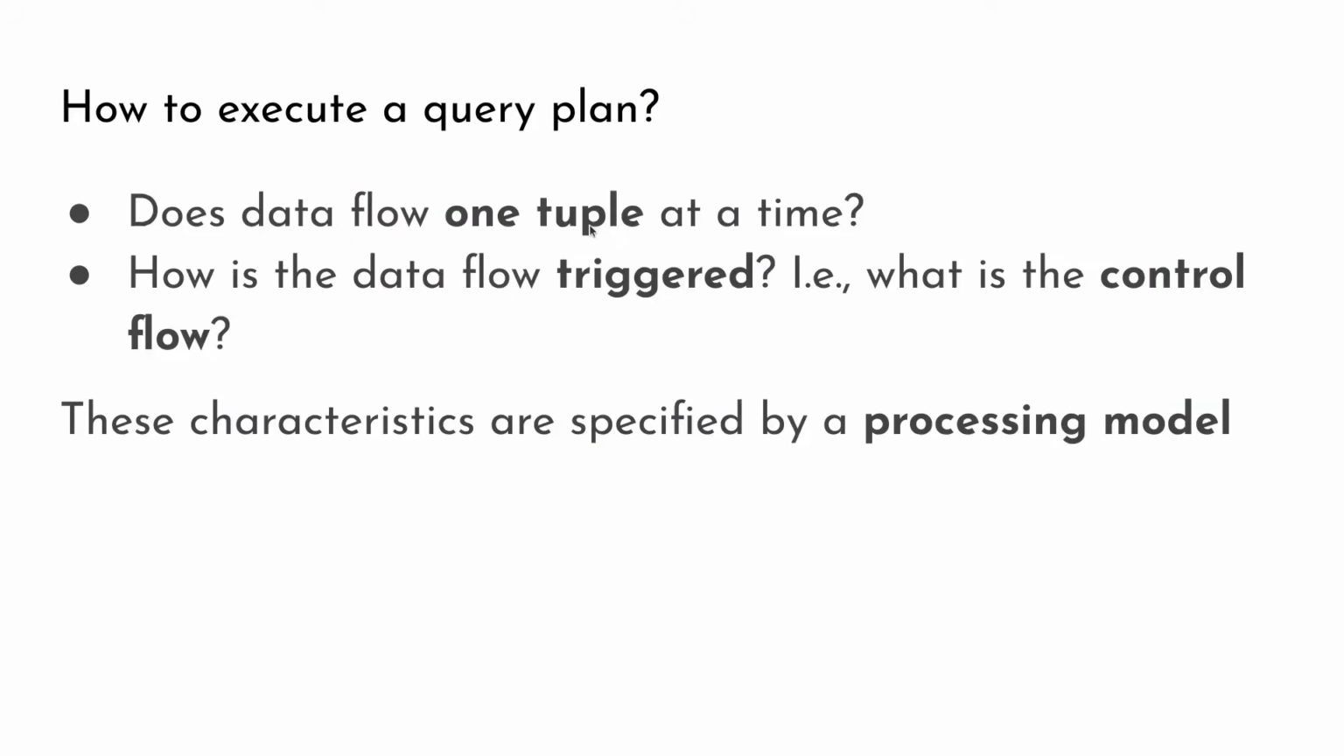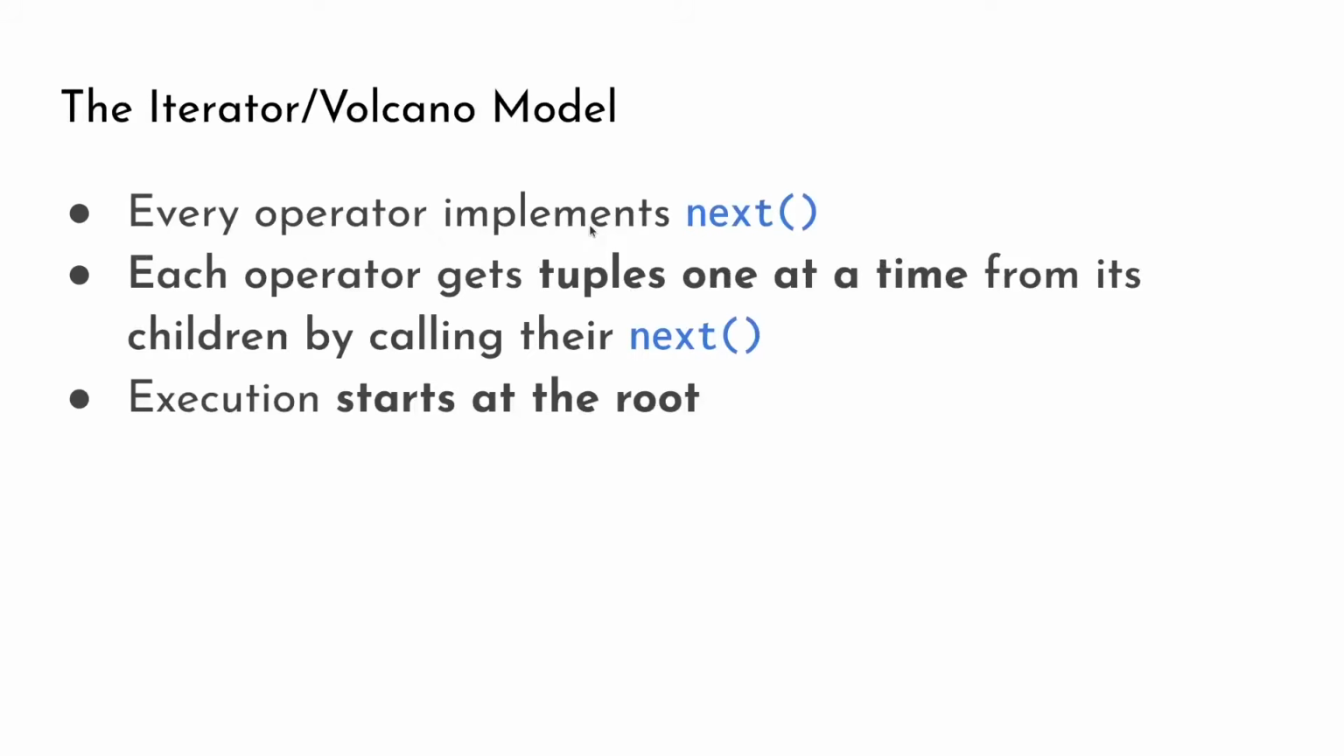So does data flow one tuple at a time? That's one question. The other question is, how is the data flow triggered? Meaning, what is the control flow? Meaning, who calls whom? These characteristics are specified by what is called a processing model. The simplest and yet most used processing model is the Iterator/Volcano model. In this model, every operator implements a next function. Each operator gets tuples one at a time from its children by calling their next function. And execution starts at the root.